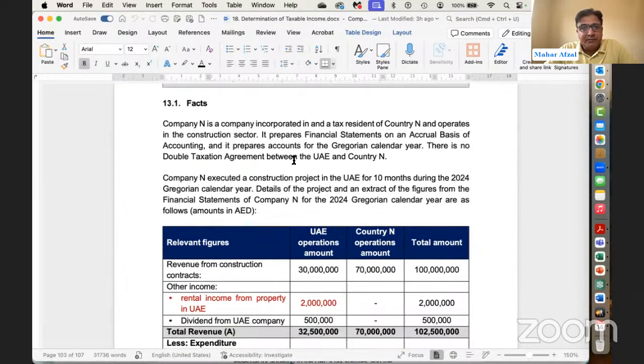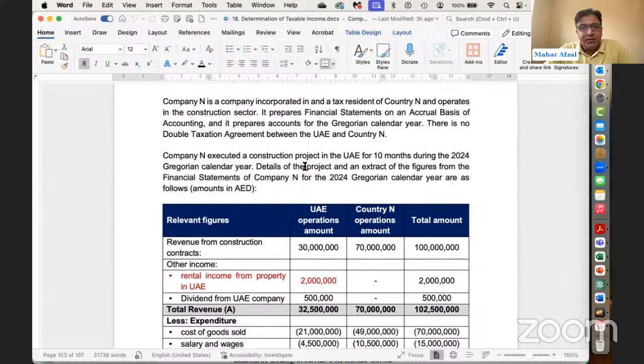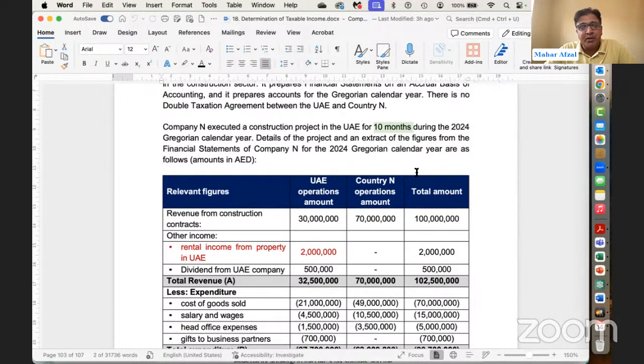Company N, a non-resident, financials on an accrual basis. The company has executed a construction project for more than 10 months. More than 10 months, because the law has given 6 months. If it is more than 6 months, it will be subject to tax in the UAE. It will be considered a PE of the non-resident person in the UAE because the time is more than 6 months.